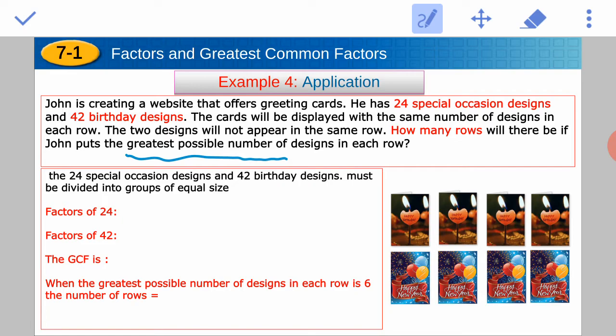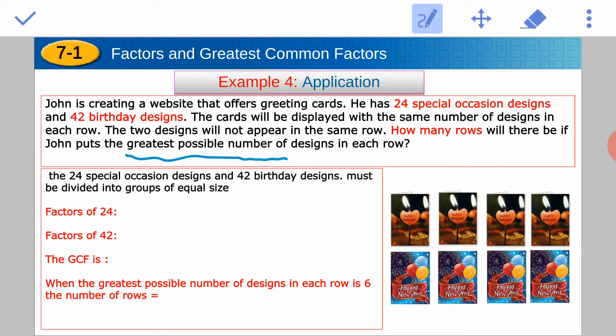So guys, technically we're looking for the greatest common factor of two numbers. The first set of designs, the 24 special occasion designs, and the 42 birthday designs. After you find the GCF, it leads us to find the total number of rows in this website.